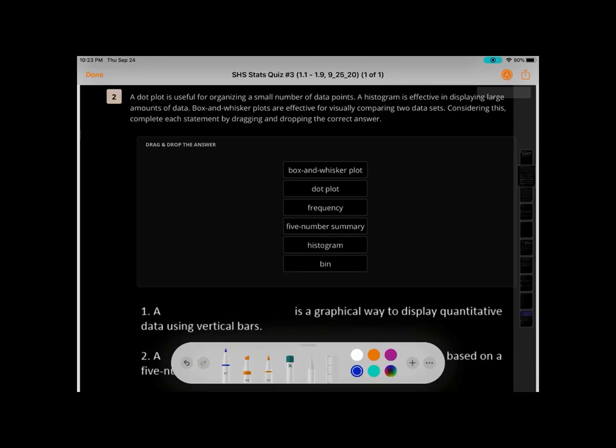A blank is a graphical way to display quantitative data using vertical bars. Histogram. A histogram is a graphical way to display quantitative numbers.